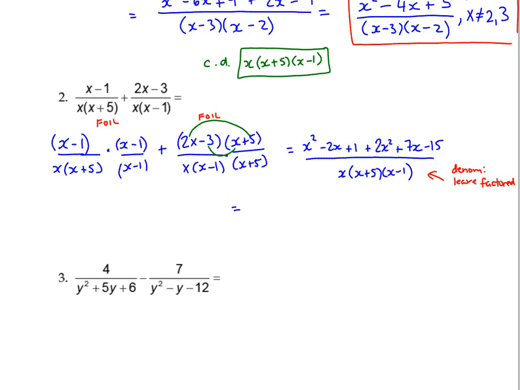Collect like terms. 3x squared. How many x's? 5 x's. How many constants? Minus 14. The last step is we have to check to see if that's factorable, because if it is, something might reduce out on the numerator and denominator. So we have to check. Is that factorable?